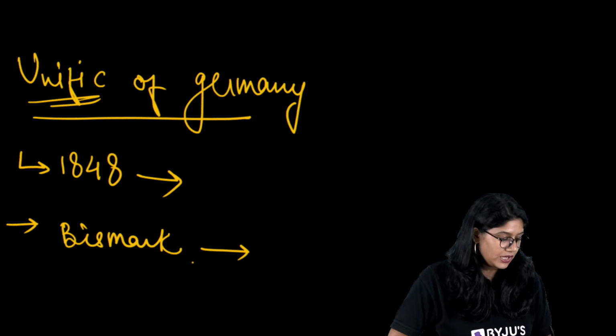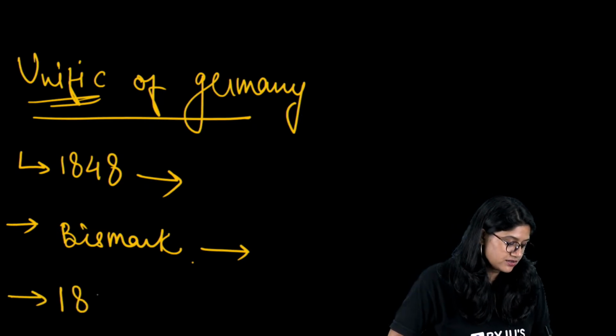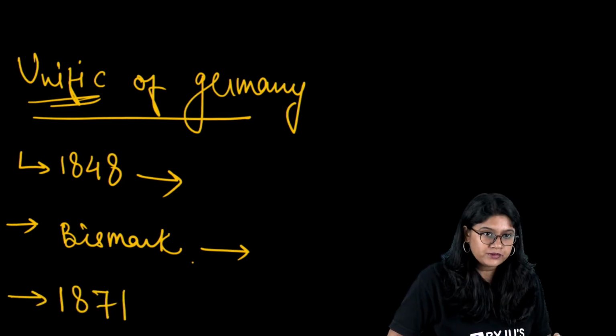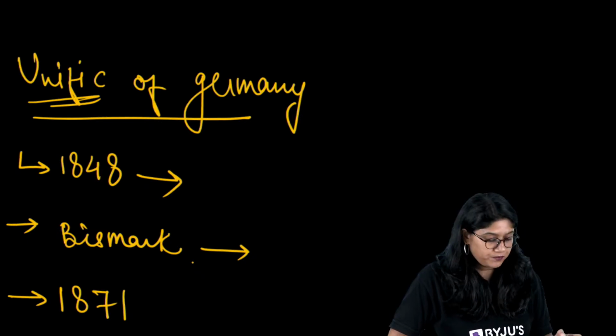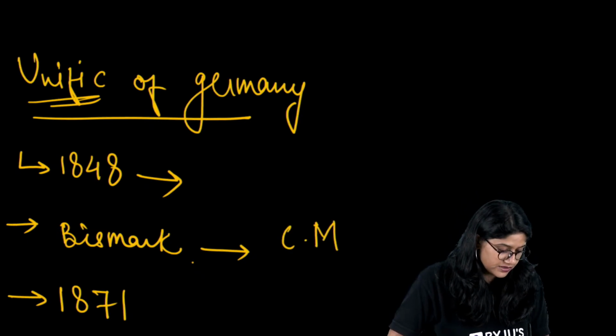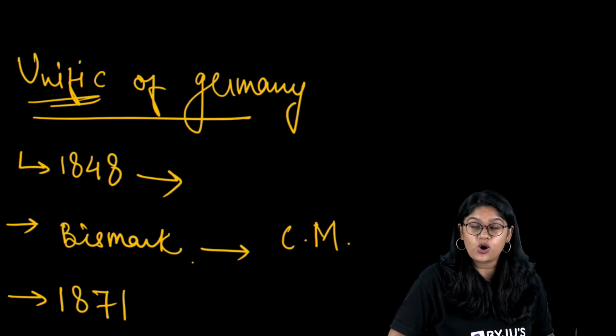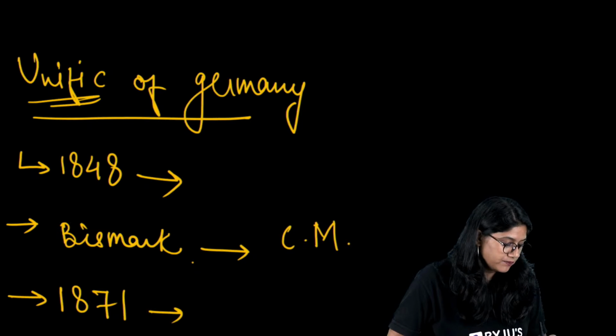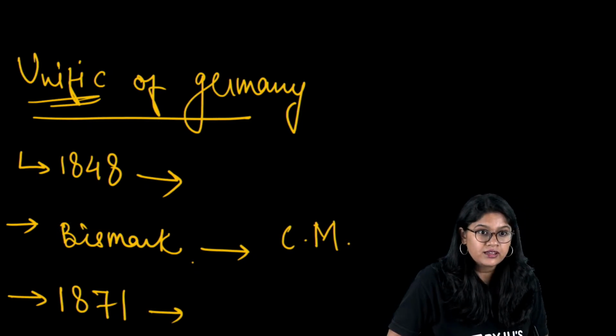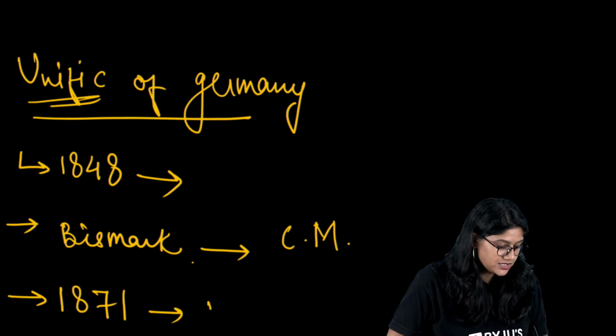we saw the unification of Germany. And in 1871, yes or no? We have to remember the years also. So Bismarck was the chief minister. And in 1871, what we saw, who became the king? Can anyone tell me the name of the king, everyone?